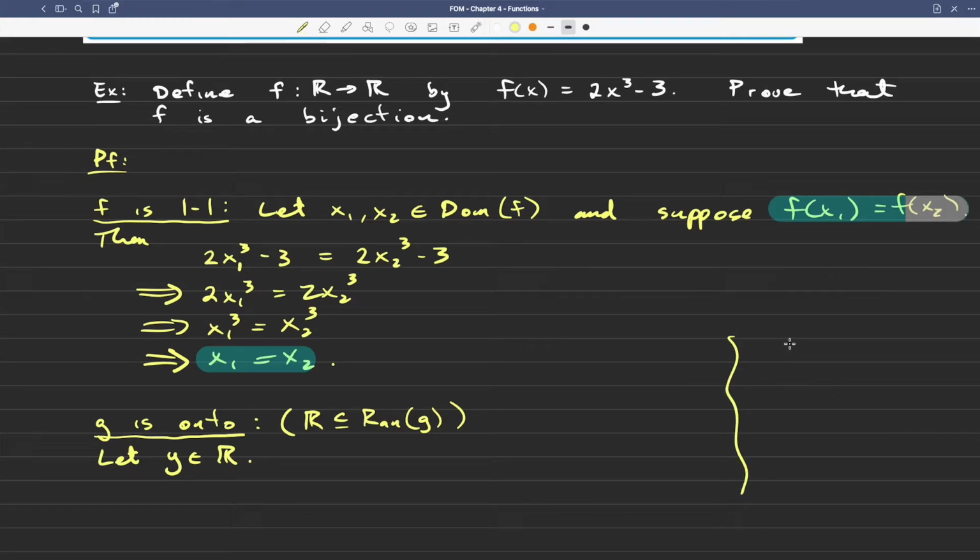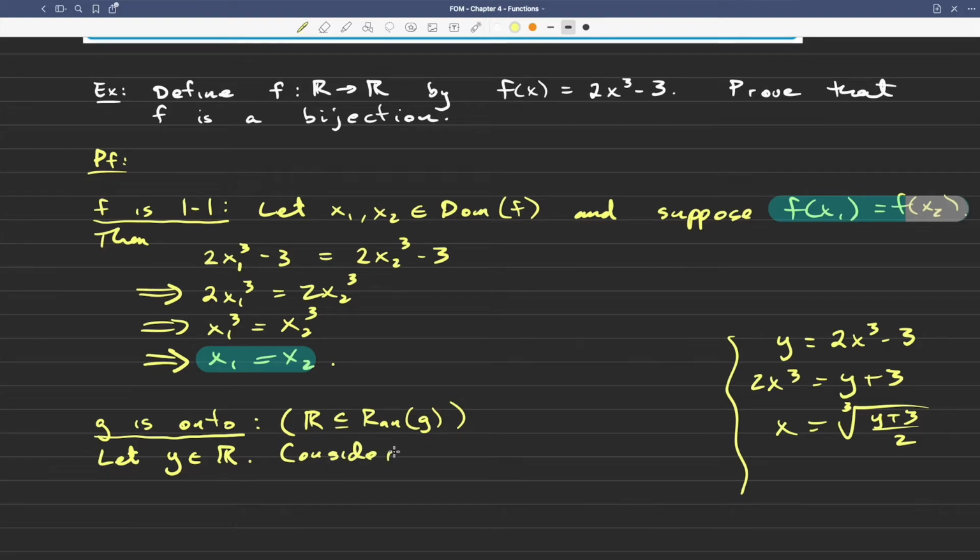Usually you need to reverse engineer this by saying, well, we want y, the function value, to be equal to 2x cubed minus 3. So solve for x. x cubed would be y plus 3, and then x would have to be the cube root of y plus 3 over 2. Forgot that 2 there for a second. So you would magically in your proof over here consider x equal the cube root of y plus 3 divided by 2. And you need to point out that this x value is actually in the domain.